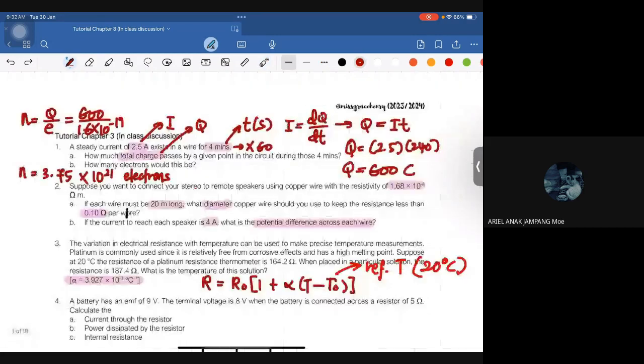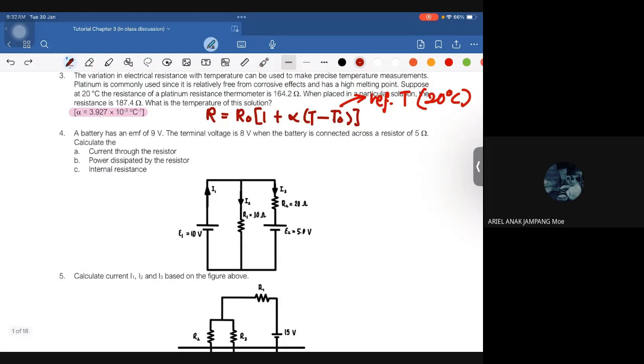Alright, next question 4. Questions 1, 2, 3, 4 are basically 3.1 until 3.5. Question 5 is where we enter Kirchhoff, okay? For question 4, we have a battery which has an EMF of 9 volt. So given is the EMF value, and the terminal voltage is 8 volt. The battery is connected across a resistor of 5 ohm. The question asks us to find the current, the power dissipated by the resistor, as well as the internal resistance.